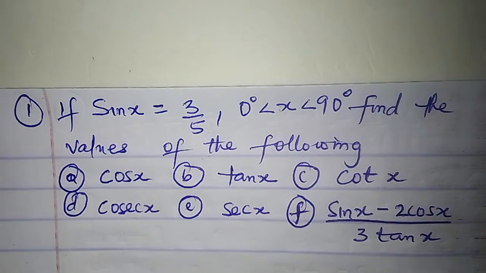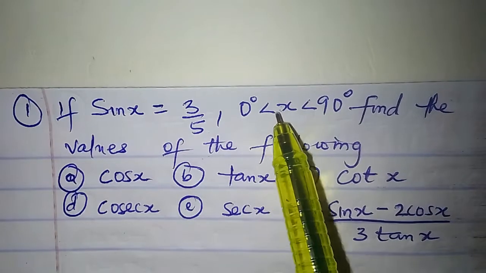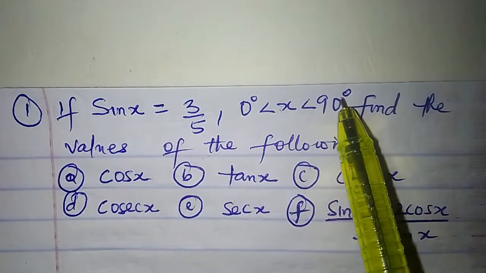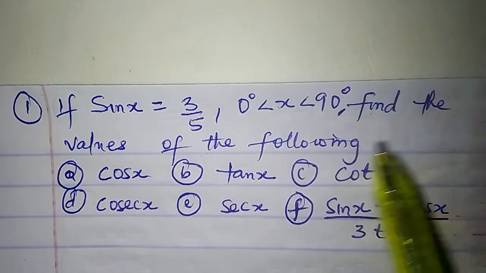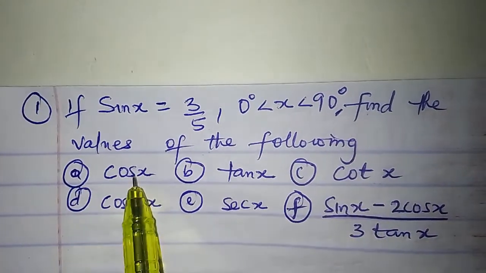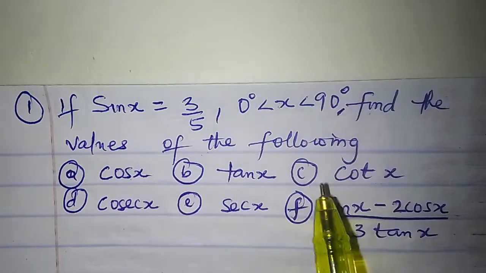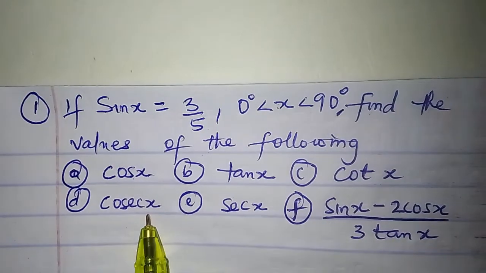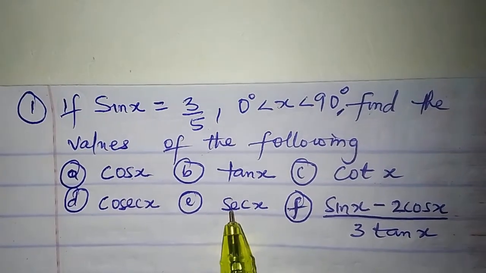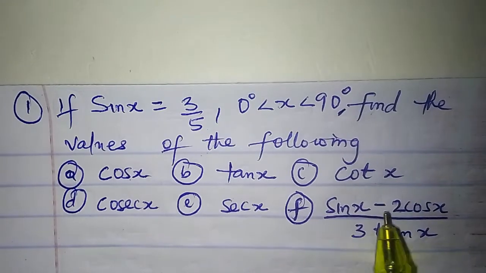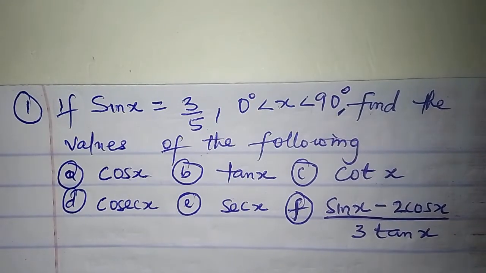If sine x is equal to 3 over 5, and 0 degrees is less than x and x is less than 90 degrees, we are to find the values of the following: cos x, tan x, cot x, cosec x, sec x, and (sin x minus 2 cos x) all over 3 tan x.